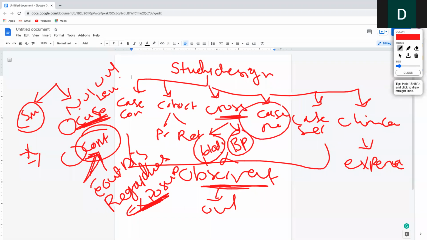Dr. Huda, regardless of exposure means they could be exposed or not exposed, but we don't know, right? Exactly. Yes, we don't know their status of the exposure.